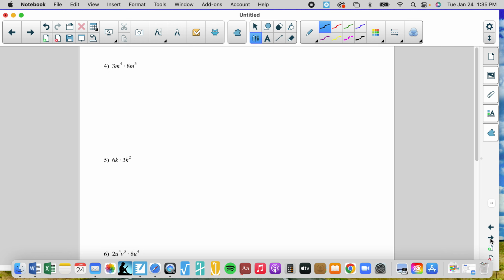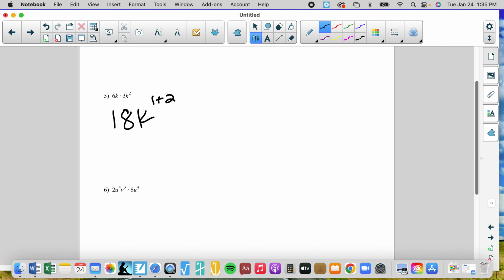Coefficient times coefficient, 3 times 8 is 24. Like bases, m to the 4th times m to the 3rd is m to the 4 plus 3, 24m to the 7th. 6 times 3 is 18. Like bases, like variables, k to the 1st plus 2, 18k to the 3rd.